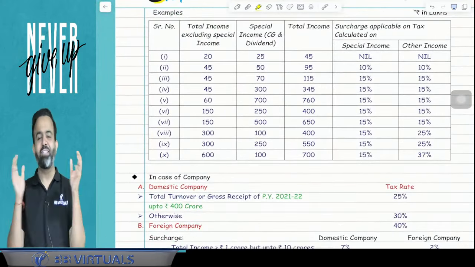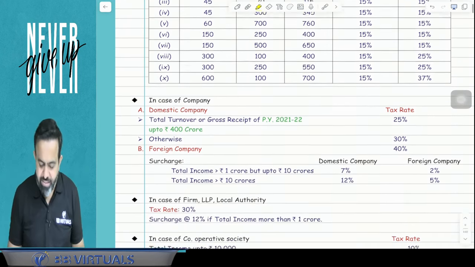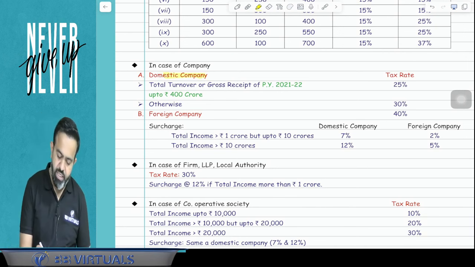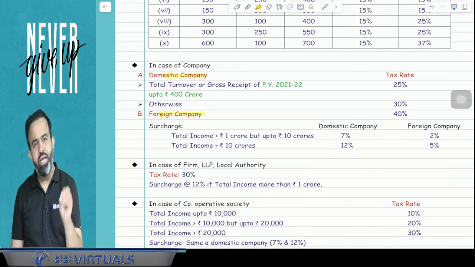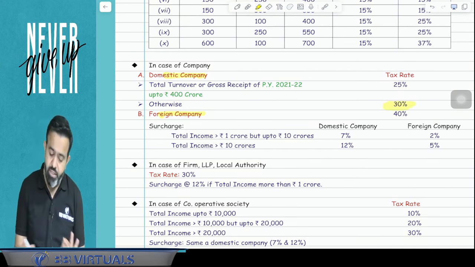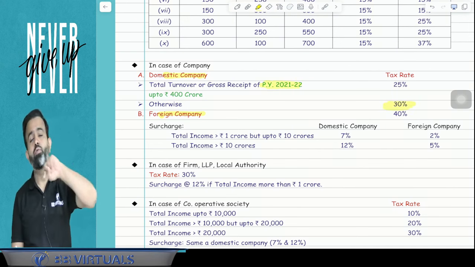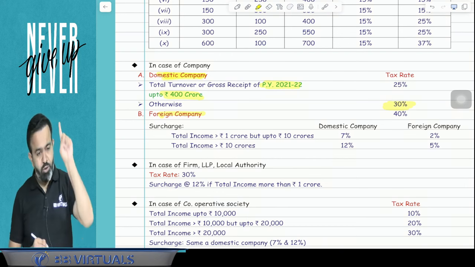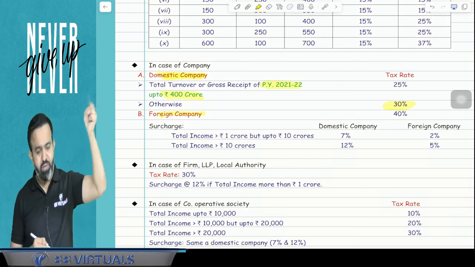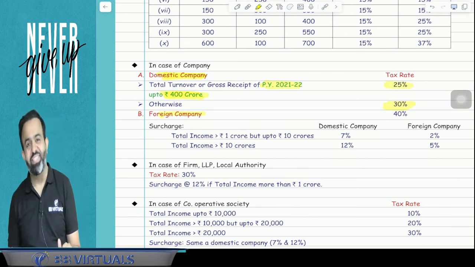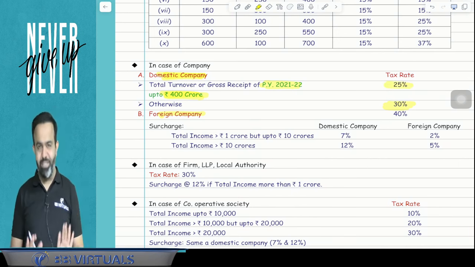Now, next part is in case of the company. Sir, what is the tax rate of a company? In case of a company, there are two types: one is the domestic company and one is the foreign company. In case of a domestic company, the tax rate is 30%. But always remember, if the turnover for previous year 21-22 is up to 400 crore, then the tax rate is 25%. Otherwise, the domestic company tax rate is 30%.